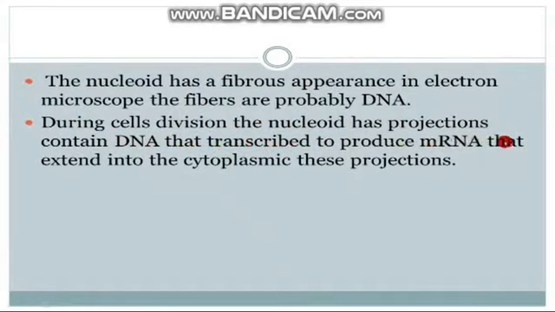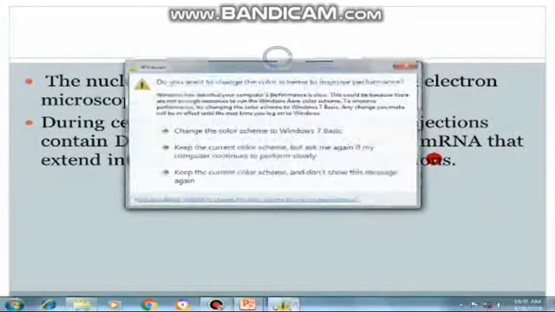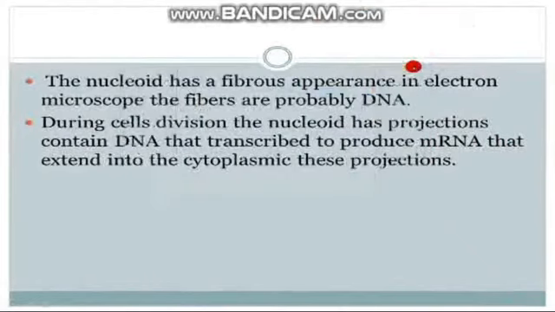Now the next point says that during cell division the nucleoid has a projection containing DNA that is transcribed to produce messenger RNA that extends into the cytoplasm. What does this point mean? It says that during cell division, the nucleoid will appear. Once the nucleoid appears, we can see a projection-like structure, and such a projection will contain DNA. Such DNA will be transcribed into messenger RNA. Once transcribed, it will be expelled out, or we can say extended to the cytoplasmic area.